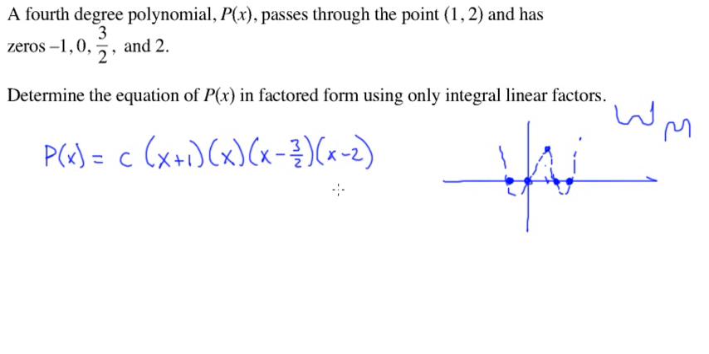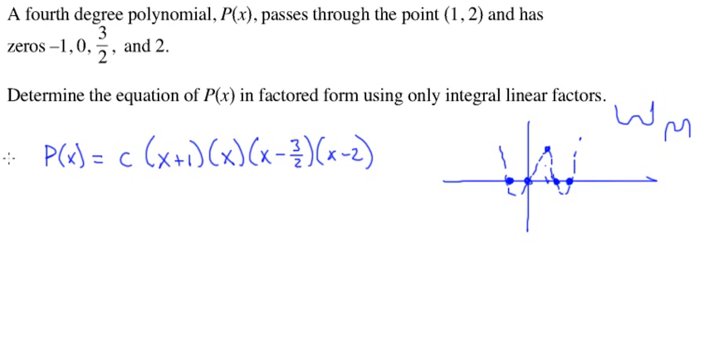Now, this is not okay for the question that they asked because they said integer factors. 3 over 2 is not an integer, it's a rational number, and so it's not okay to write this in this way unless I fix it now. The way you fix it is very simple. You just take this factor and multiply it all by 2. Take whatever the denominator is and multiply through by that.